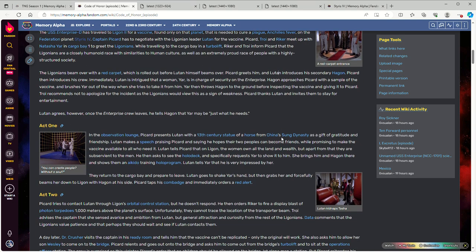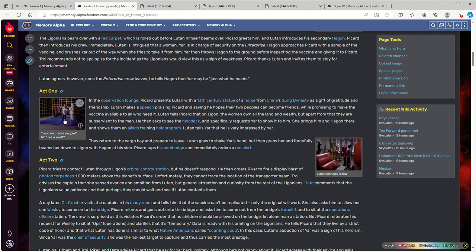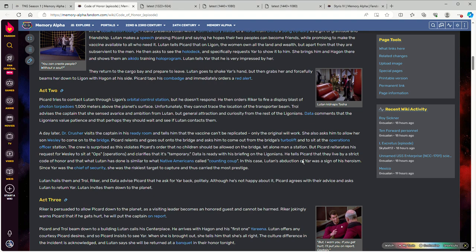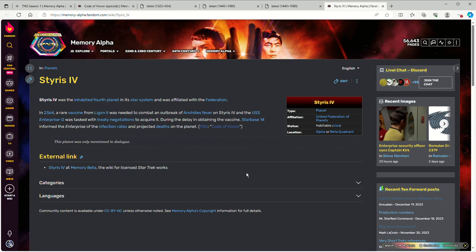And it's not necessarily even real fights, because they actually have a holodeck training program as part of it. Yeah, that's another thing, is that the Ligonians are supposedly a warp-capable civilization. They are apparently not a Federation member, and the Federation is trading with them in order to get the vaccine they need for the outbreak of whatever fever on Styrus. Do we know anything about Styrus? No. Although, it is apparently a planet that was expected to have a lot of deaths if the vaccine was not delivered in time. Well then.